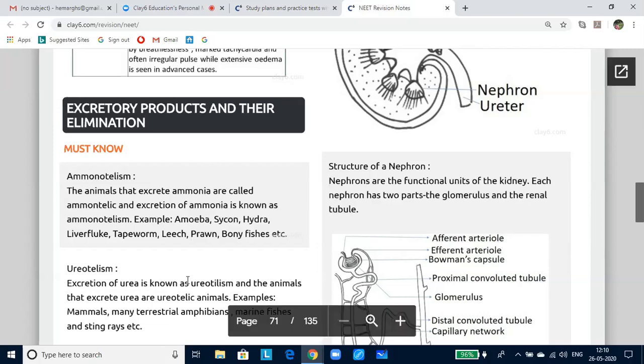Now ureotelism. The main nitrogenous waste is urea. Ureotelic excretion is found in those animals which can take in water and can retain considerable amounts of urea in their blood. It is a common method of excretion.